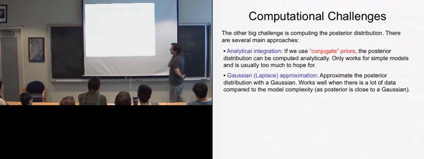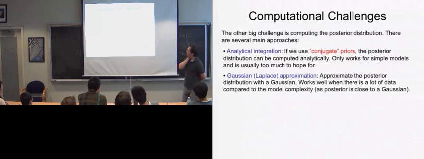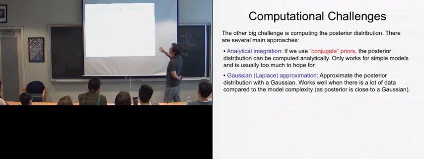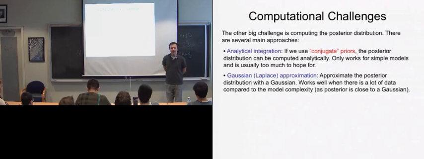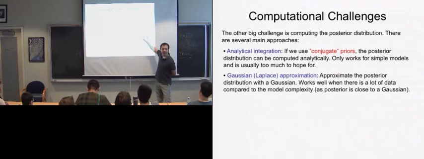A second class of approximations that was popular in the 90s is Gaussian or Laplace approximation. Here, you approximate the posterior with a Gaussian distribution, and it works fairly well when there is a lot of data compared to the model complexity. The reason for that is, as the data size grows, posteriors will typically be close to a Gaussian distribution. We'll see some of that in the next class, how we can actually use Laplace approximation.